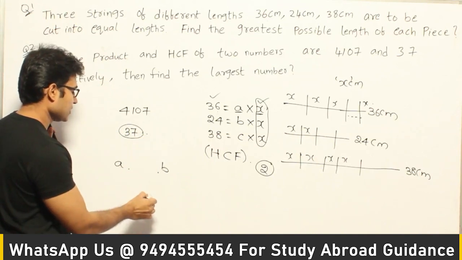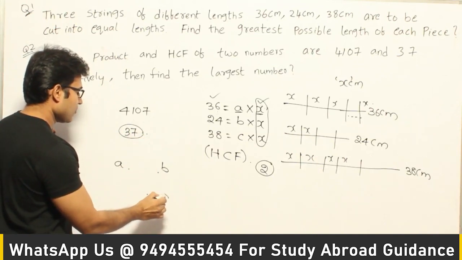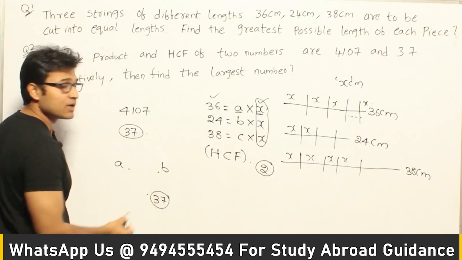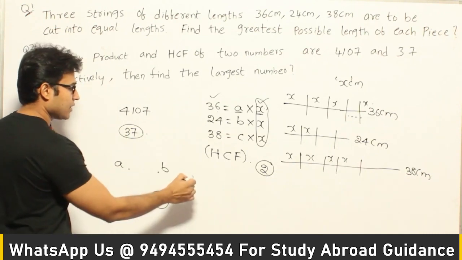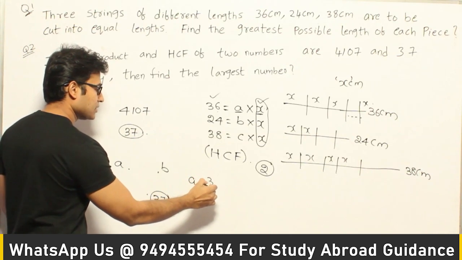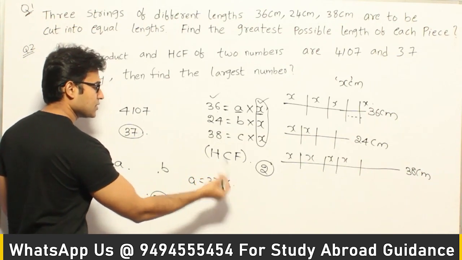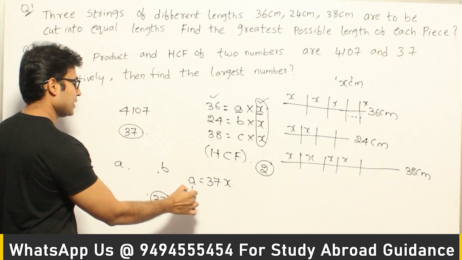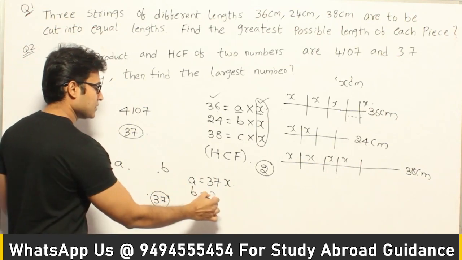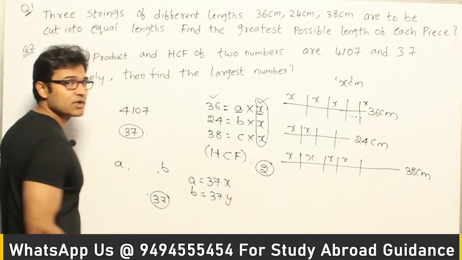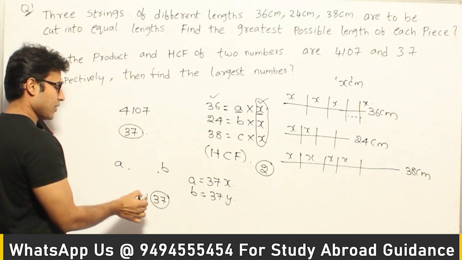Factor is 37 means 37 is a number which is able to divide both of them evenly, right? Which means I can write one number as 37 into x for some natural number x, and similarly I should be able to write b as 37 into y, for some number. So that is the meaning of the factor, isn't it?